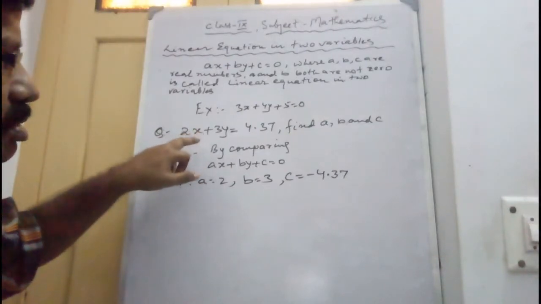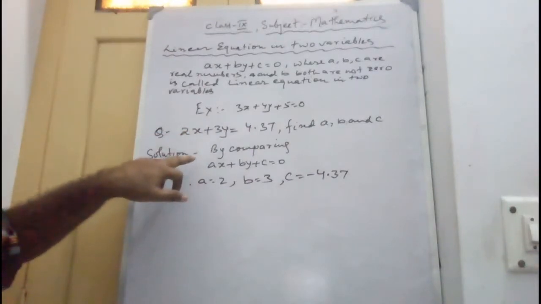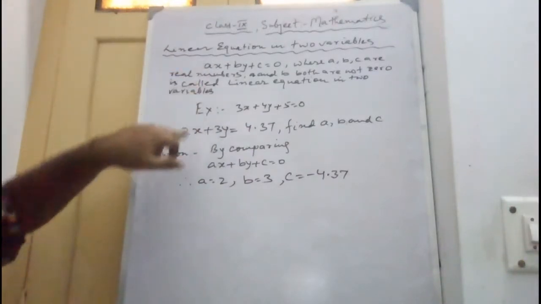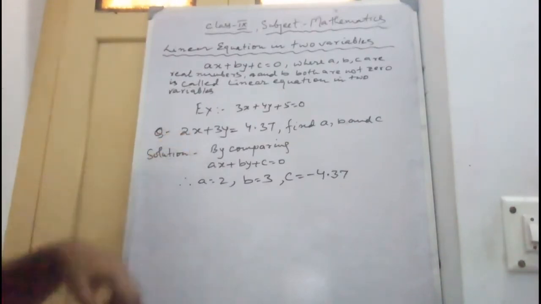In this way, a question is given. You have to find the value of a, b, c. Then first write the equation. Then compare this one with the given equation.